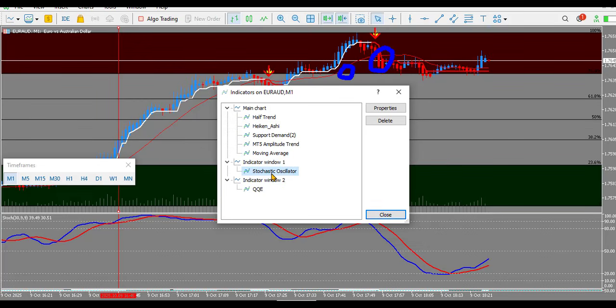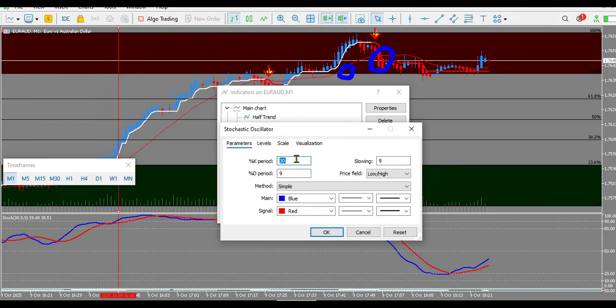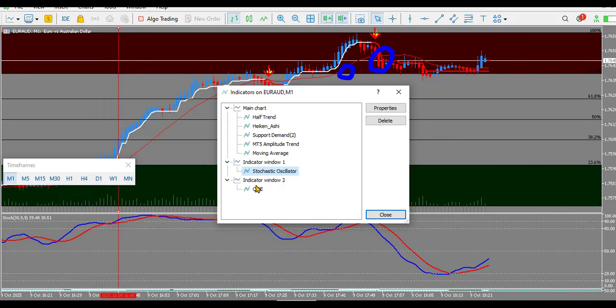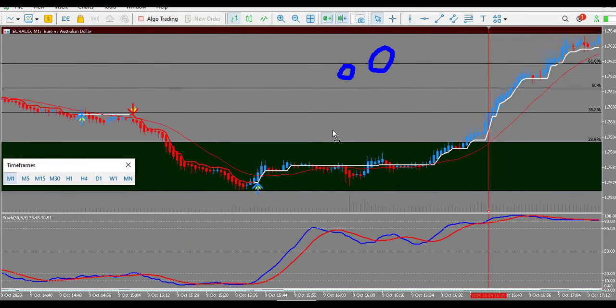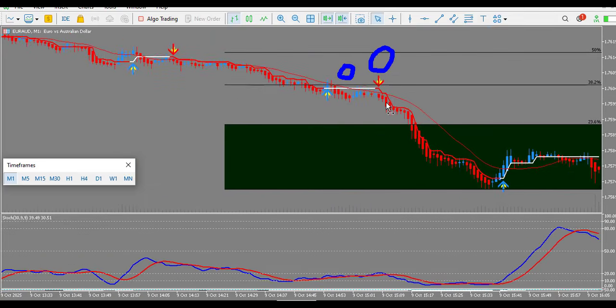Then the stochastic indicator on my chart, I use 39, 9. Then price with high, low, then apply to simple. This is what I use. The indicator under here, I didn't show it because it is not important, and that's why I didn't show it on the chart. So all these indicators will give you accurate results if you follow money management well. So this is what I use, and this is what I'll be using on my MetaTrader 5 account.